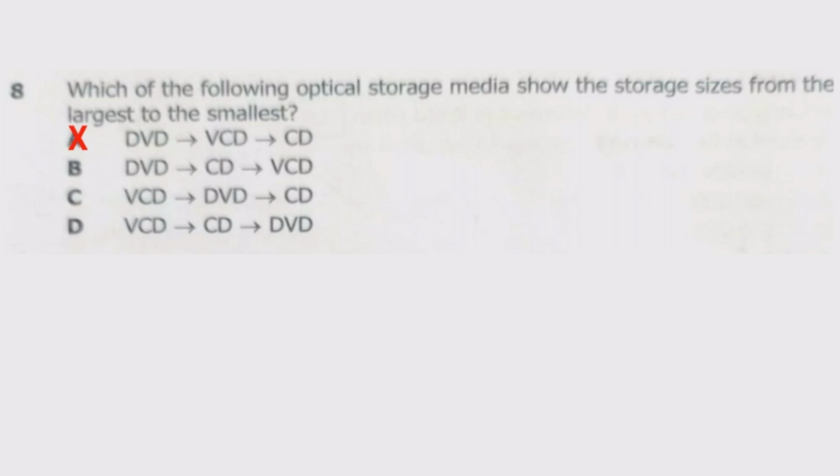Let's just go through the other options. B, DVD to CD. So that's where the mistake is. It should not be from CD to VCD. It should be VCD to CD. C, VCD then DVD. That's why it's wrong. It should be DVD to VCD, VCD to CD, correct, but where it is wrong is CD to DVD. DVD is the biggest among all the three. So the correct answer is A.